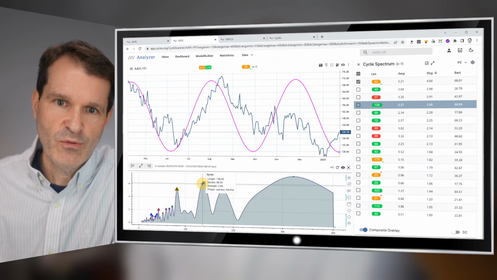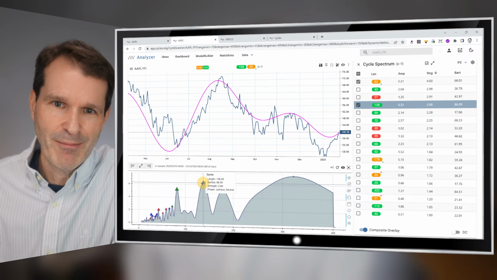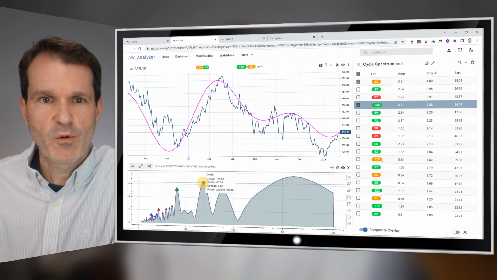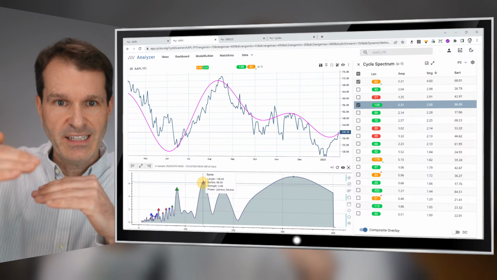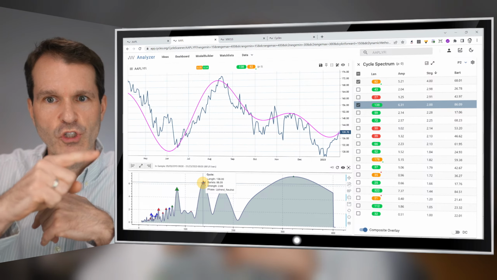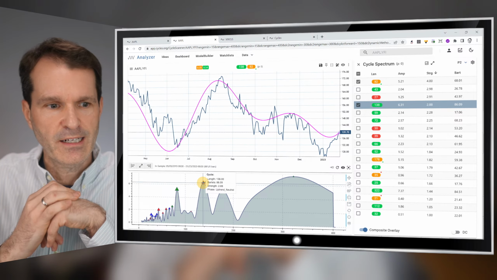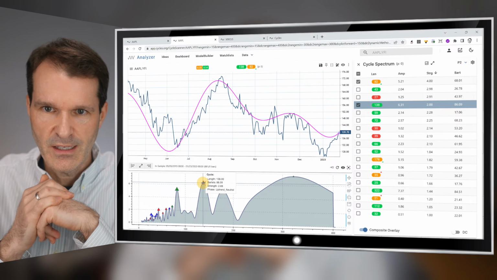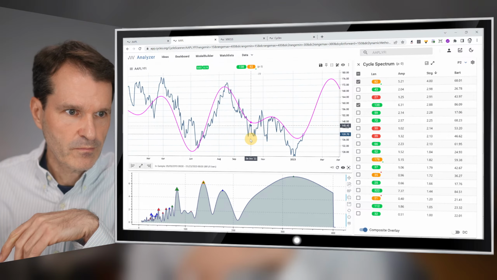So let's add this to our composite projection here. I'm clicking now on this peak in the spectrum. This will now add both cycles on top of each other, building the composite, which is now shown here in our cycle spectrum chart analyzer in the upper section.